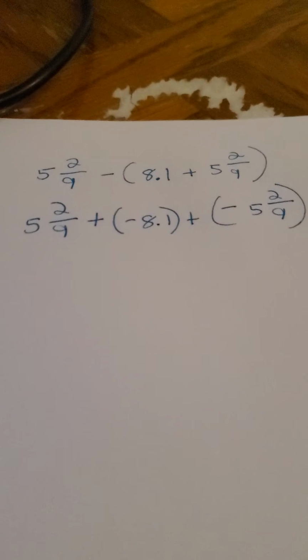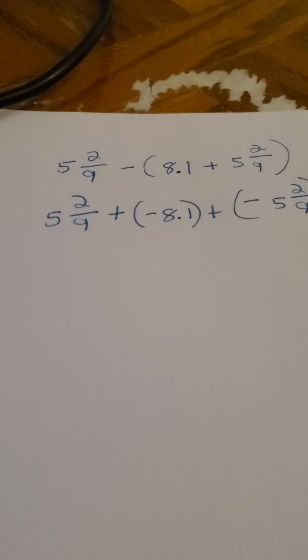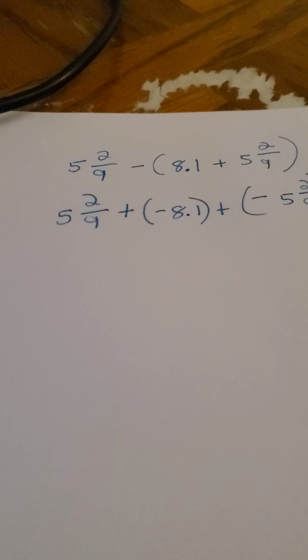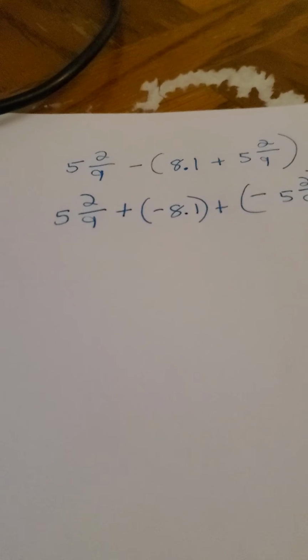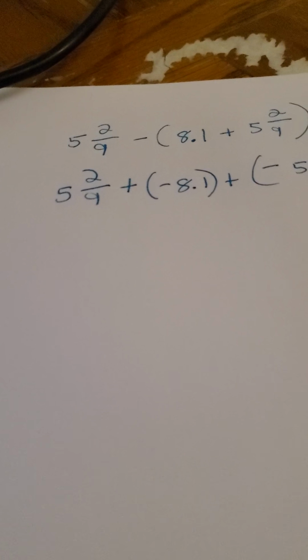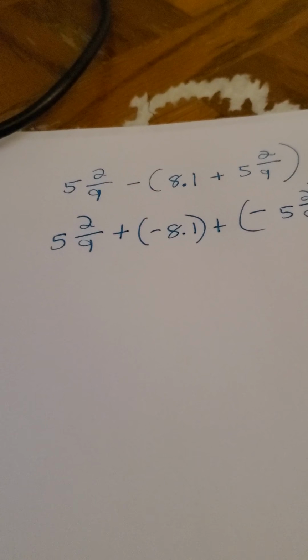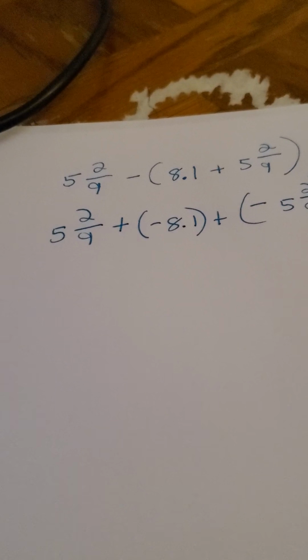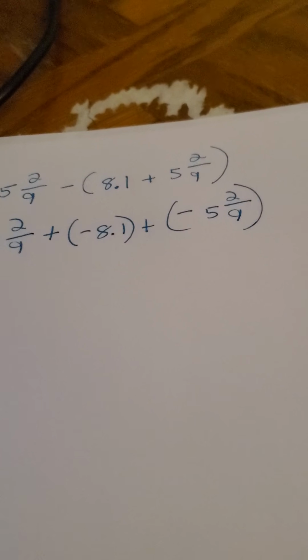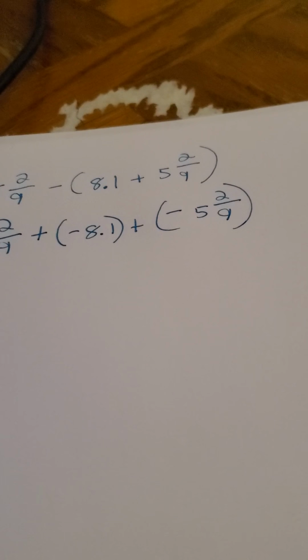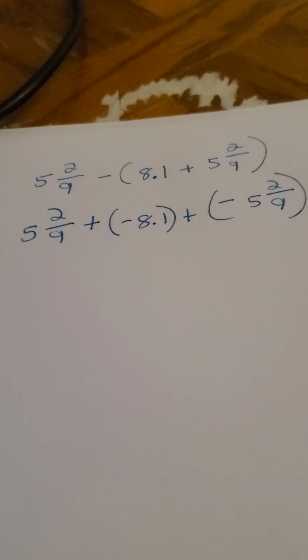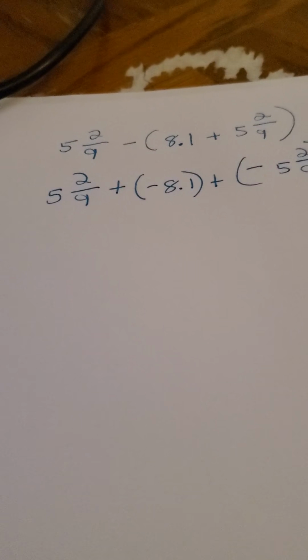Okay, so I wrote the original problem out, which is 5 and 2/9 minus 8.1 plus 5 and 2/9. I changed the subtraction to an addition sign, and then I changed positive 8.1 to negative 8.1, and then positive 5 and 2/9 to negative 5 and 2/9. Okay, so from here, we have a couple different options.